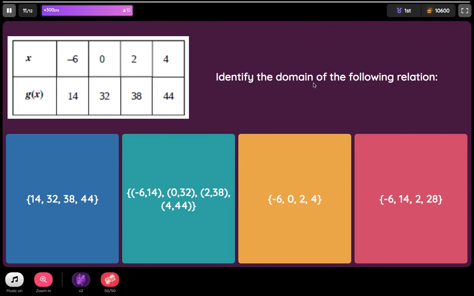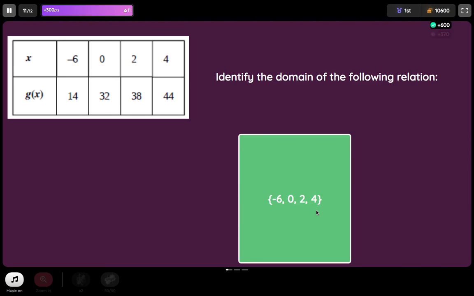All right, identify the domain of the relation. X values are up here. G of x is the same as the y value, so these are all part of your range. The domain is just the list of all these numbers here: -6, 0, 2, and 4. And that's all there is to it.